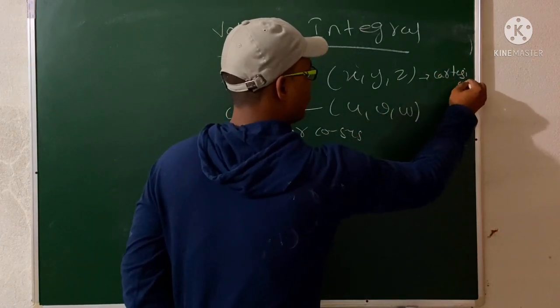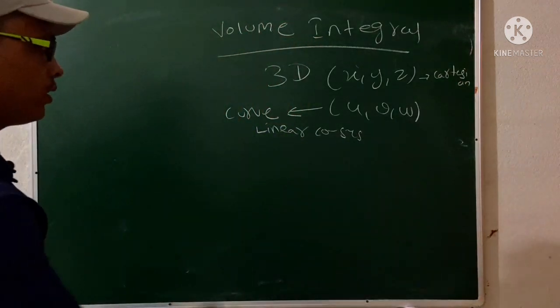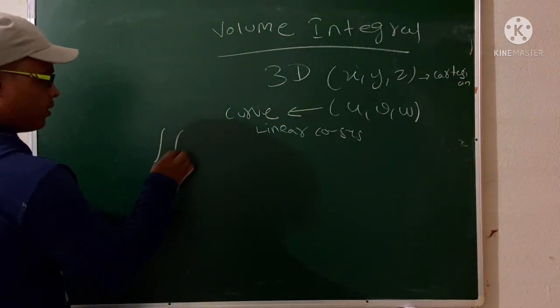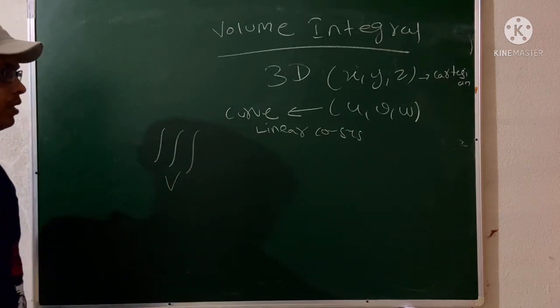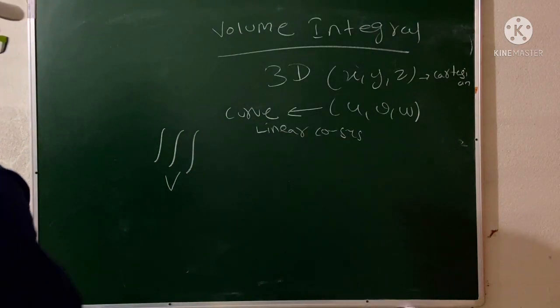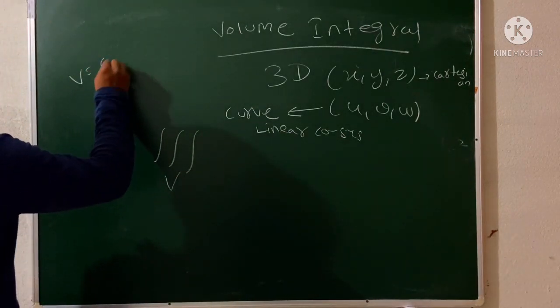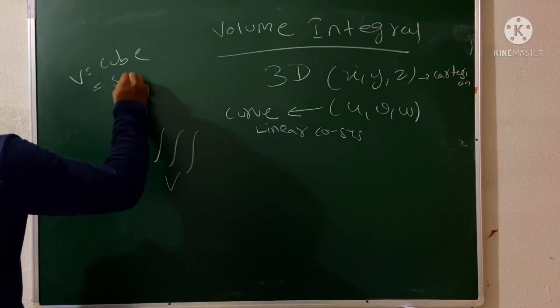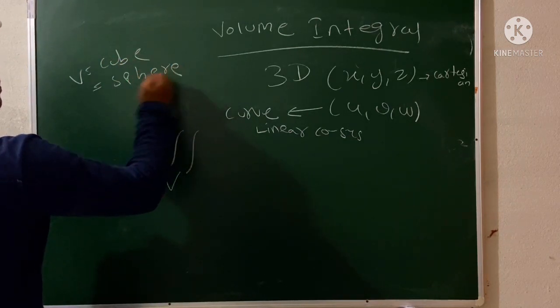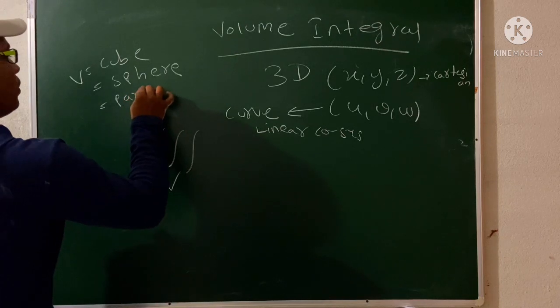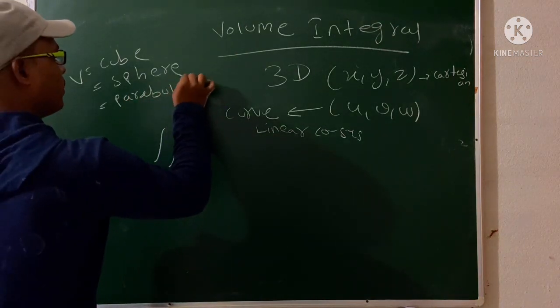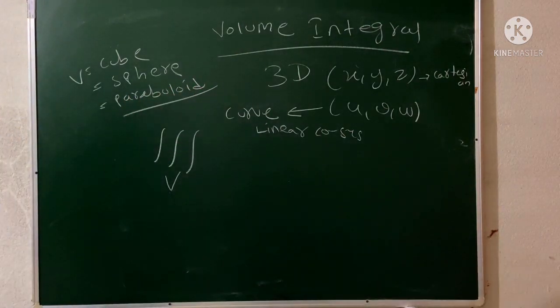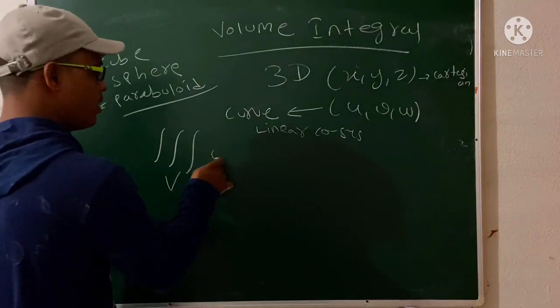There are always two types of integration. This is Cartesian and this is the u, v, w. You are given a volume, that means V can be a cube, V can be a sphere, V can be a paraboloid. These are all volumes in space. This is a 3D volume, so you have to do the integration.